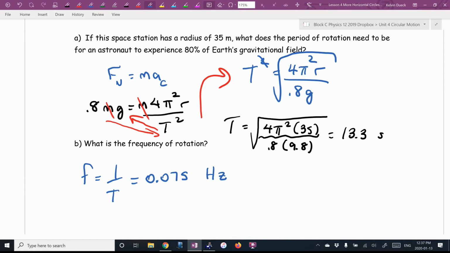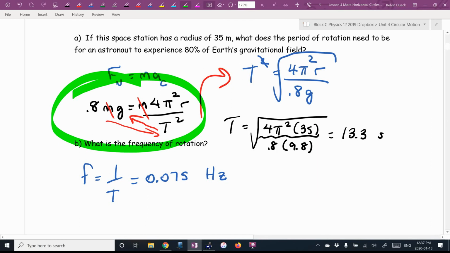What would happen if we had a ladder that ran towards the center of the space station? As you climbed the ladder, what would happen to the feeling of gravity upon you? Well, look at this equation right here. As r gets smaller, what happens to the fake normal force, the fake gravity that you're feeling? Bigger, smaller, or stays the same?